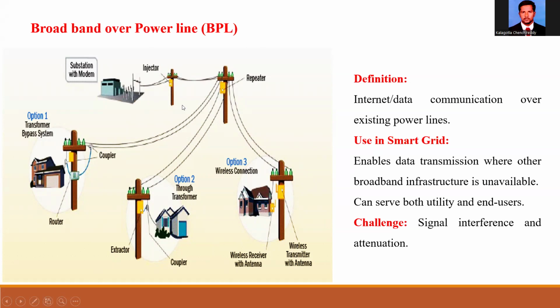Here is the definition: internet or data communication over existing power lines. BPL used in the smart grid enables data transmission where other broadband infrastructure is unavailable. Where internet is not available, we will use broadband over power line. It can serve both utility and end users. The challenges are signal interference and attenuation.